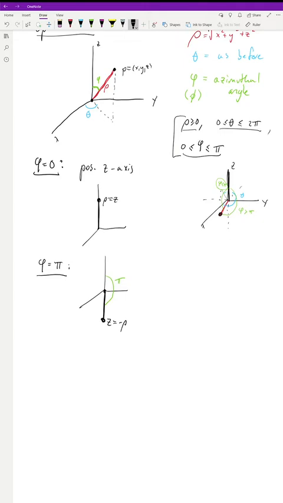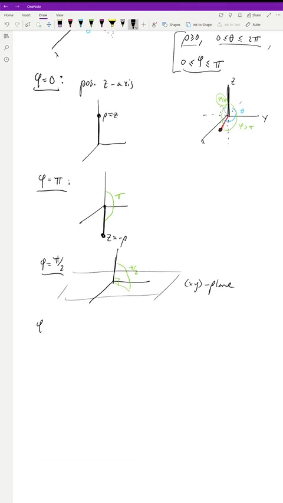Finally, another special angle that phi can satisfy is when phi equals pi over 2. And so what points am I getting when phi equals pi over 2? Pi over 2 is just going to be giving this 90-degree angle here, right? And so I'm going to be describing all points in the xy plane when I consider phi to be pi over 2.